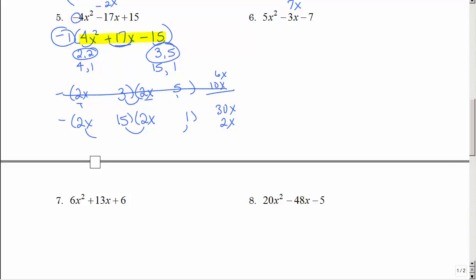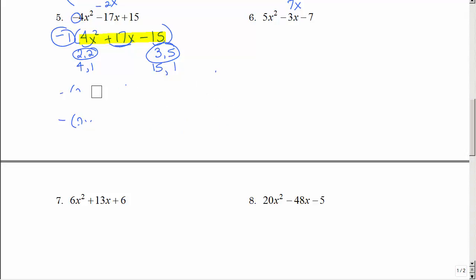So I don't think I've tried every combination with the 2 and the 2. So I'm just going to erase. And on your paper you don't need to erase, you could just draw lines through it. Okay, the 2 and the 2 don't work, so now I'm going to try the 4 and the 1. I'm going to go back to 3 and 5. That's 3x. That's 20x. Ooh, I'm on to something.